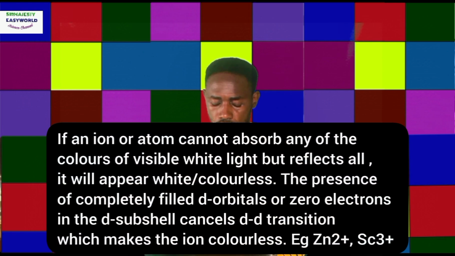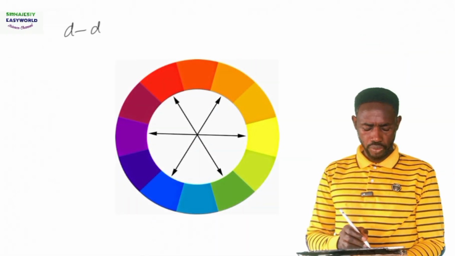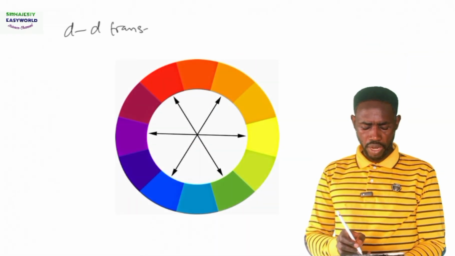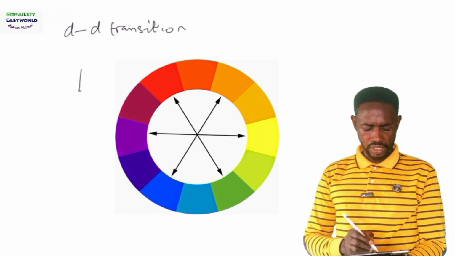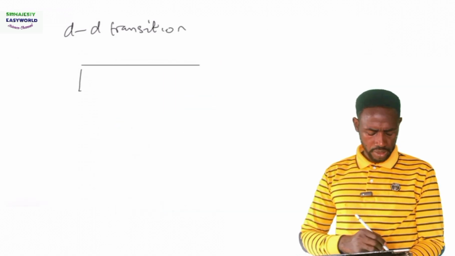When an atom does not absorb any of the white light, it becomes white or colorless. For example, those that have completely filled d orbitals don't have d to d transition at all. So what brings about the formation of colored ions by the transition metals is d to d transition, whereby an electron in the lower d level goes to a higher level.